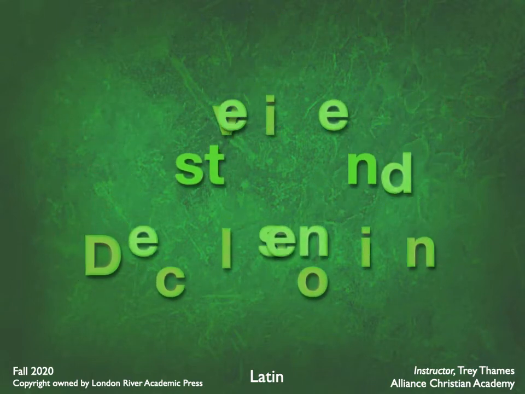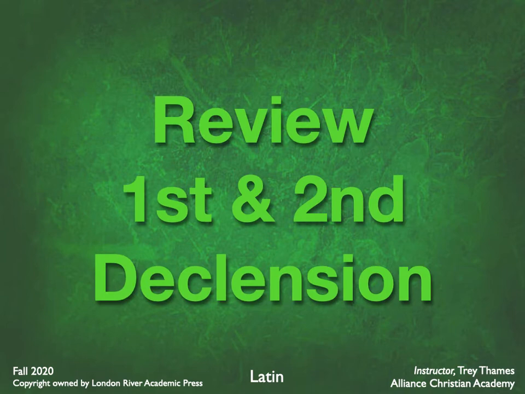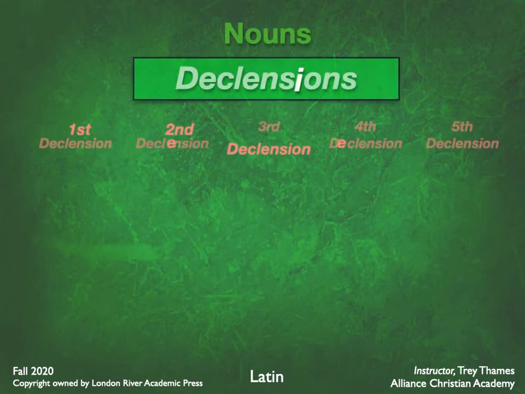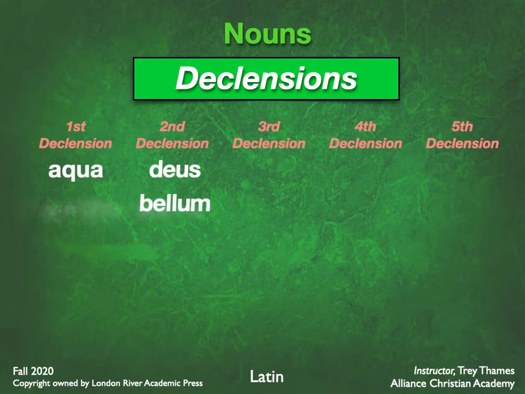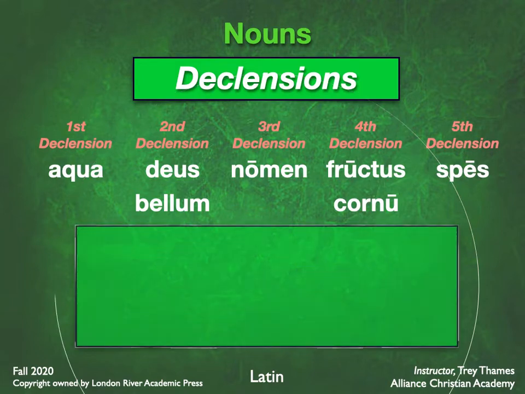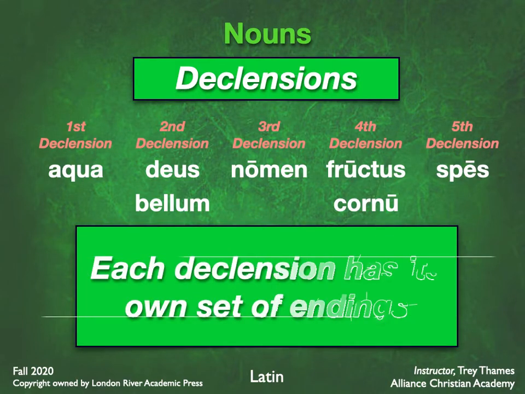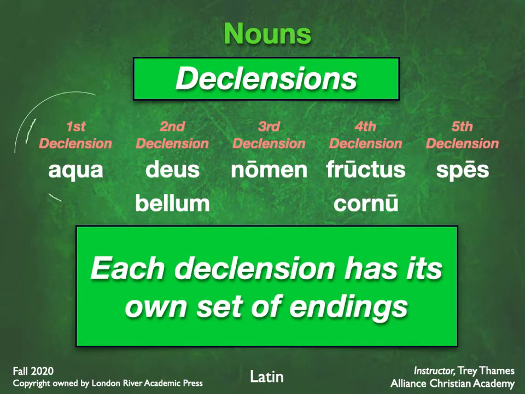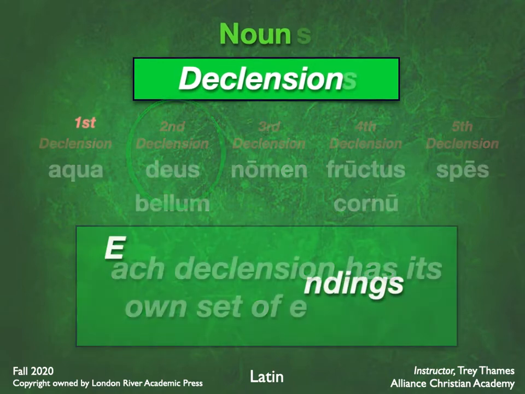Here's a review of first and second declension nouns. Remember that we have five different declensions that we'll be looking at. We'll probably only get to third or fourth this year, but each declension has its own set of endings. You will recognize first declension because it has a letter A, second declension because there's an US and then an I in the genitive, etc.